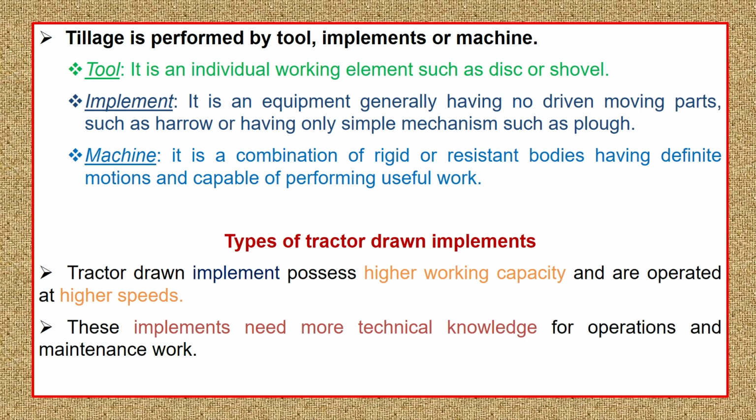So tillage is performed by using a tool, an implement, or a machine. The tool is nothing but an individual working element. It may be a disc of a disc plow, shovels of a cultivator, like that. So any individual working element is referred to as a tool. Similarly, there is a term called implement. An implement is equipment generally having no driven moving parts, and for example, a harrow. So a harrow has a rotating part, but it is not given a drive, and similarly plows also have no driven parts, and that's how they come under implements.